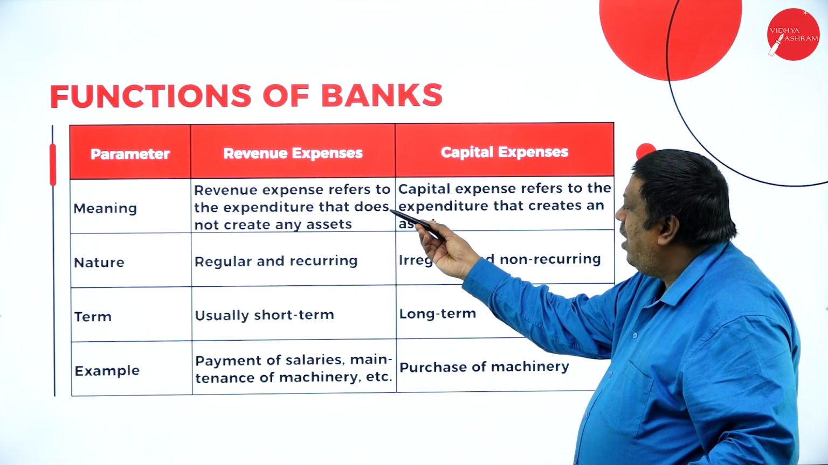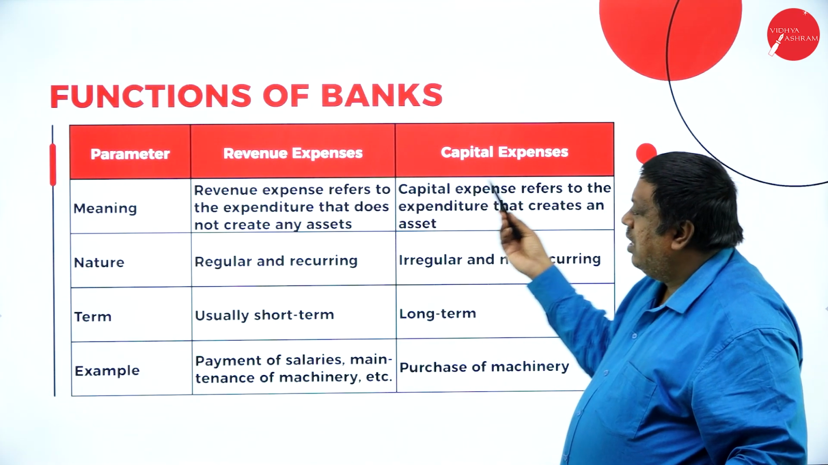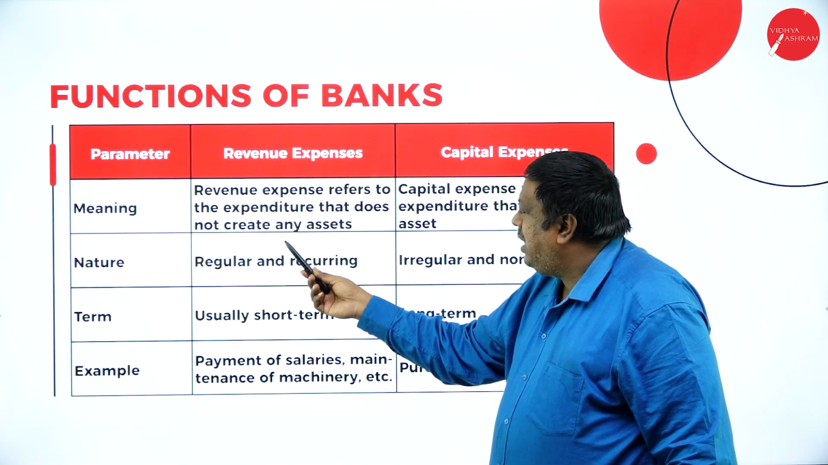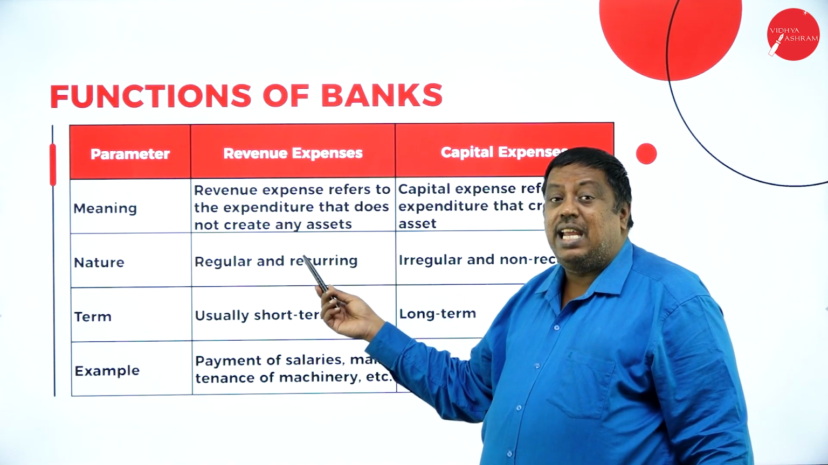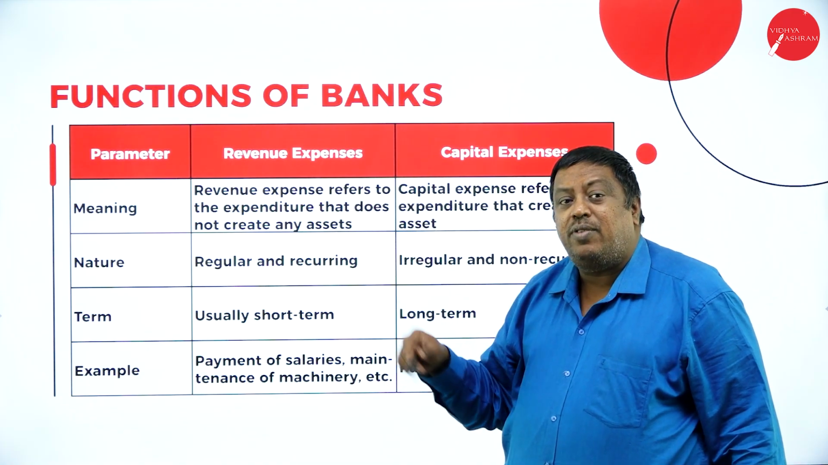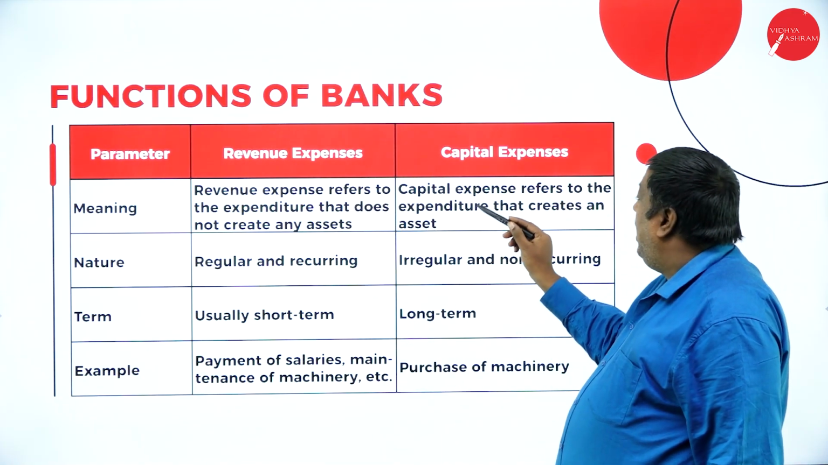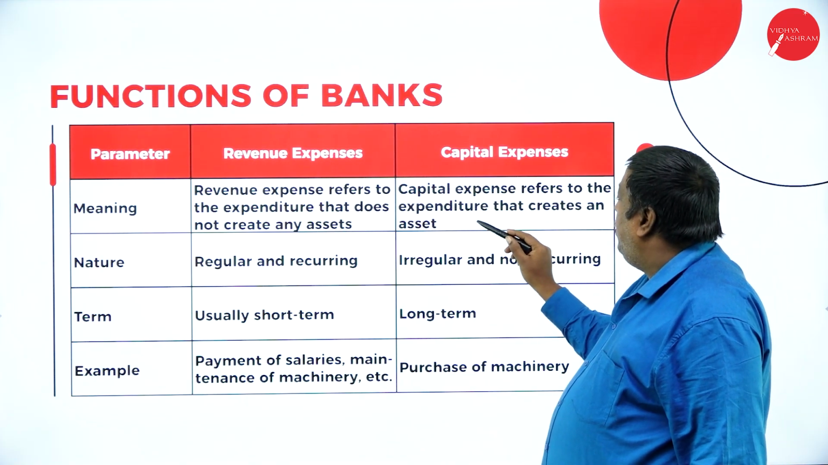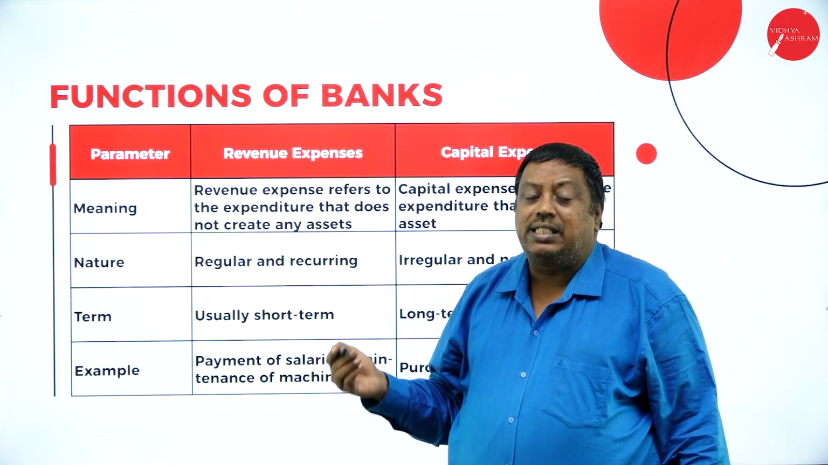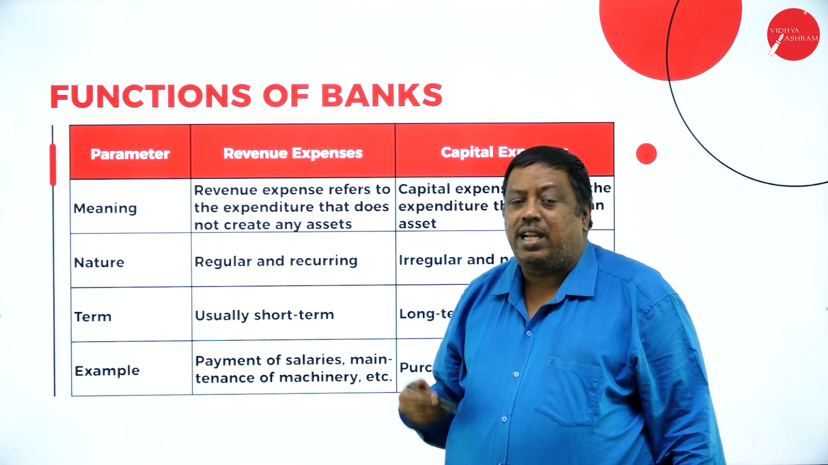There's a thing what we have, revenue expenses and capital expenses. See the meaning. Revenue expense refers to the expenditure that does not create any asset. Here the expenditure is incurred only for the purpose of day-to-day activities. And capital expenses refer to the expense that creates an asset. It is going to create one more asset, as I said, land, building, motor vehicle, like that.